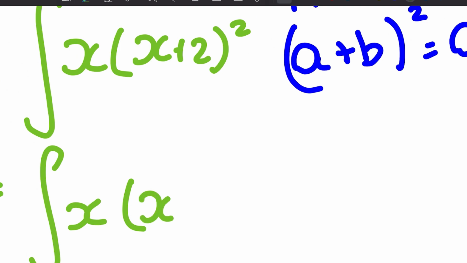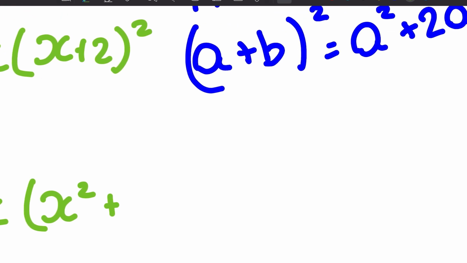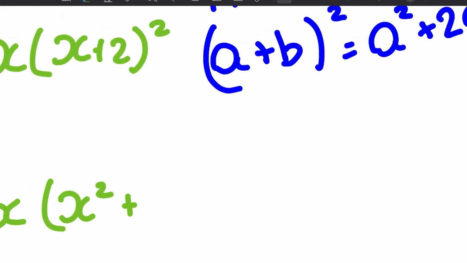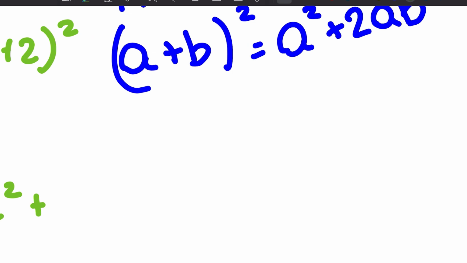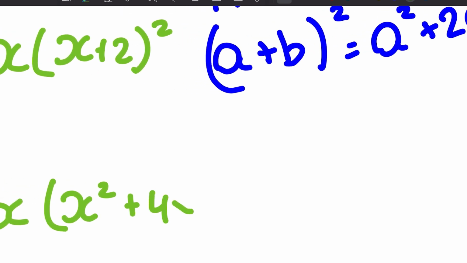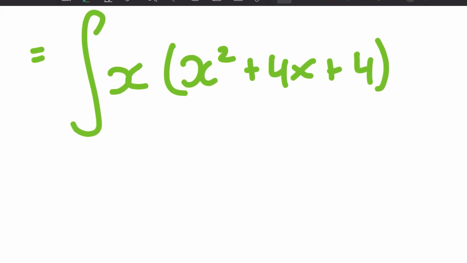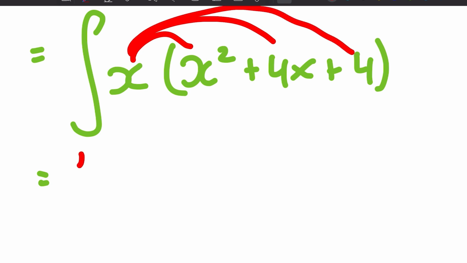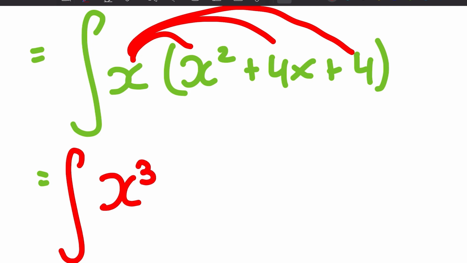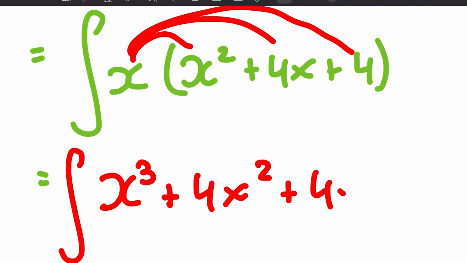This will be equal to x times (x squared plus 2 times x times 2, which is plus 4x, plus 2 squared, which is 4). Then we just expand this x. We just multiply by everything in the brackets. We distribute it, sorry. So it will be the integral of x cubed plus 4x squared plus 4x.